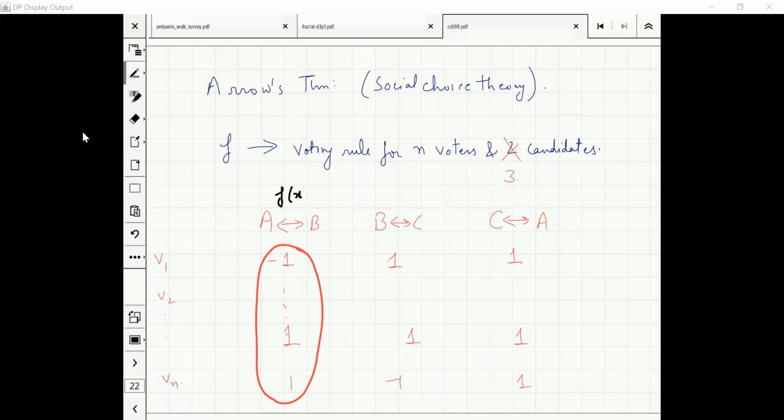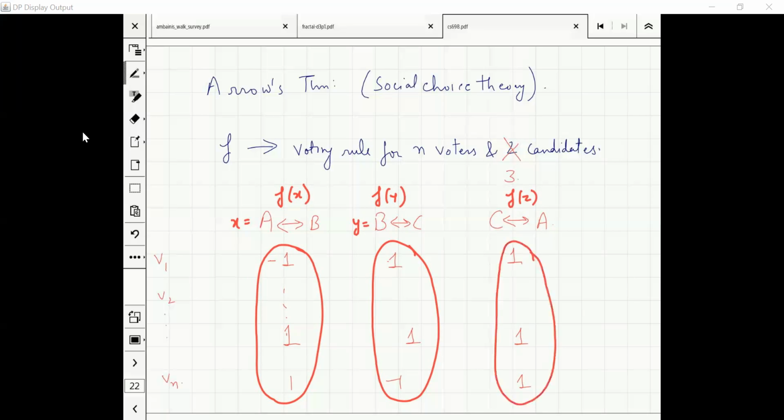Similarly, I should say that this column is x. The next column is y, which is the votes for B compared with C, and this gives me the answer f of y. This will be the winner. I will apply the voting rule f to decide whether B wins or C wins, and then f of z.